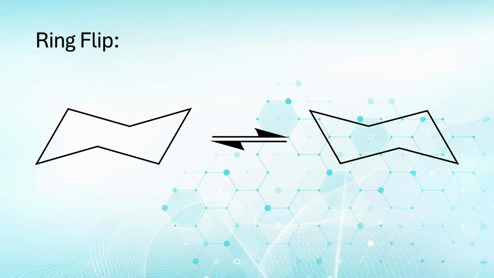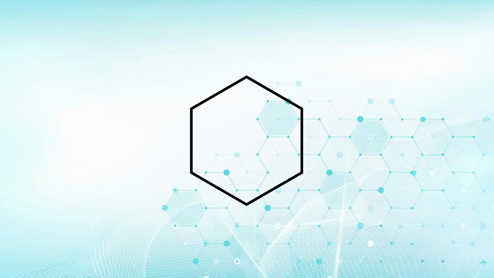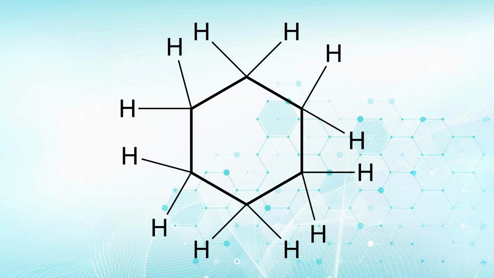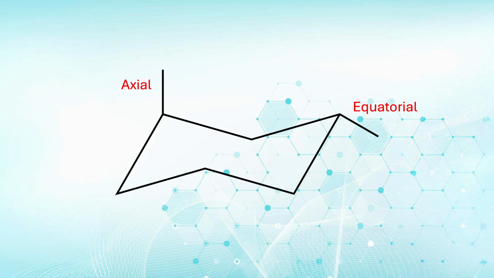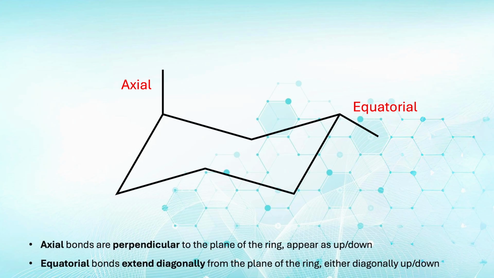In a moment, we'll talk about what happens when a ring flip occurs. Remember that cyclohexane, as a cyclic alkane, has two hydrogens attached to each carbon. As a chair configuration, we draw these two bonds as axial and equatorial. Axial bonds are perpendicular to the plane of the ring and appear as up or down. Equatorial bonds extend diagonally from the plane of the ring, either diagonally up or diagonally down.